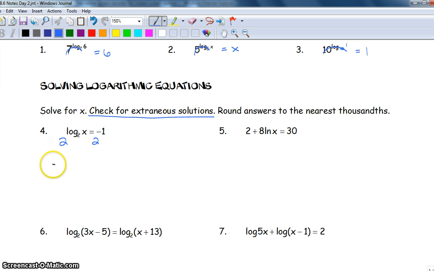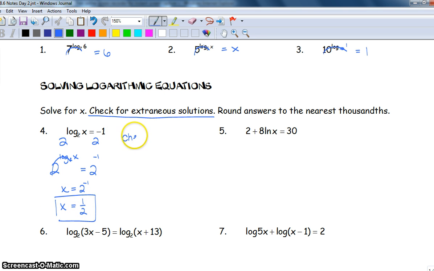So this becomes 2 raised to the log base 2 of x, which is equal to 2 raised to the negative first power. That cancels, so x is equal to 2 to the negative first power. You can type this into your calculator, or you can know that that negative means that we take the reciprocal, which becomes 1/2.